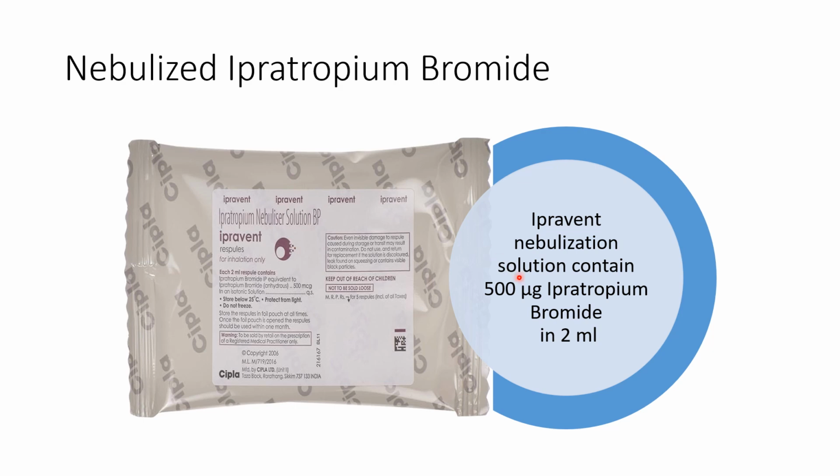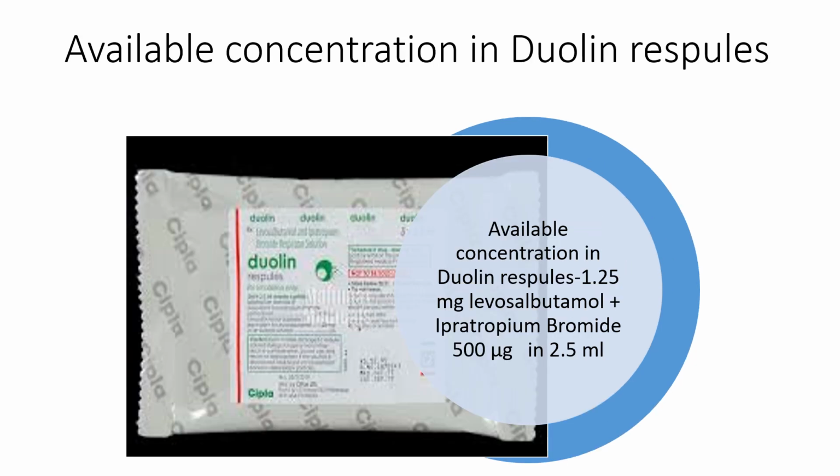Ipravent Respule contains 500 microgram ipratropium bromide in a 2 ml respule. Duolin is a combination of ipratropium bromide and levosalbutamol. Levosalbutamol 1.25 mg with ipratropium bromide 500 microgram in 2.5 ml solution in Duolin Respule.